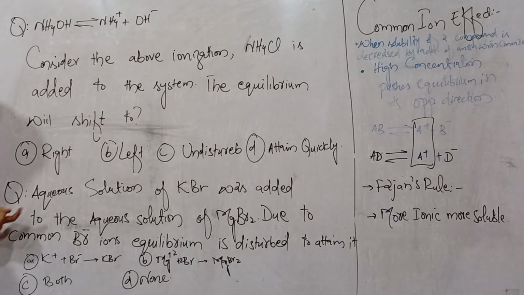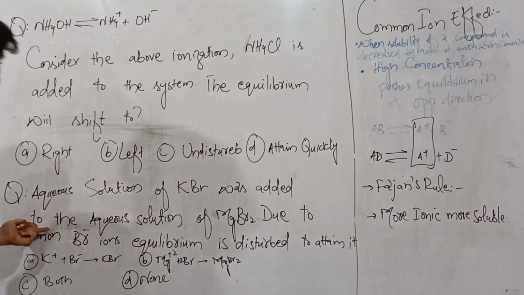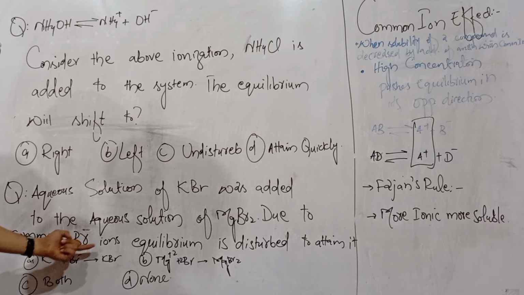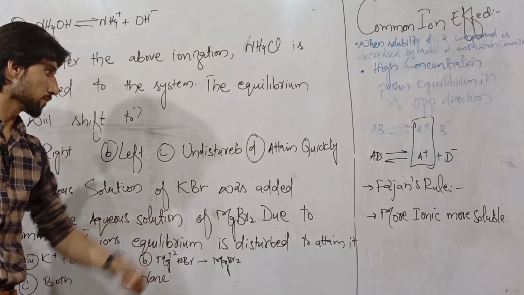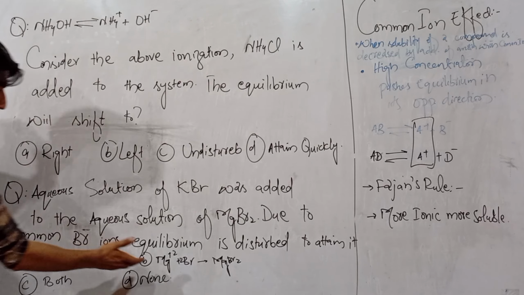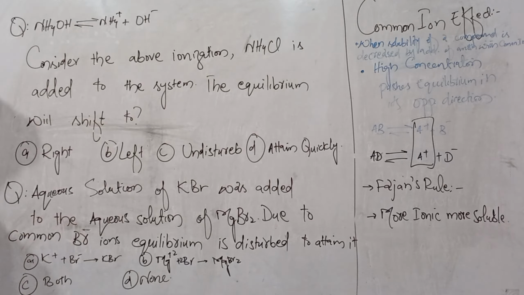Another question was asked: an aqueous solution of KBr was added to an aqueous solution of MgBr2. Due to the common ion Br minus, the equilibrium is disturbed. To attain equilibrium, what will happen? Either magnesium bromide will precipitate or KBr will precipitate. So here we must know Fajan's rule, or we would not be able to solve this problem.